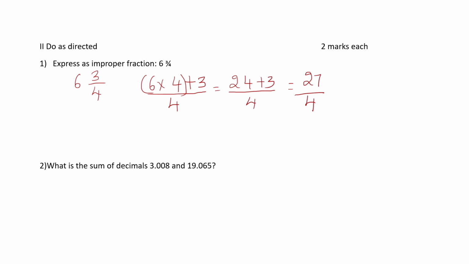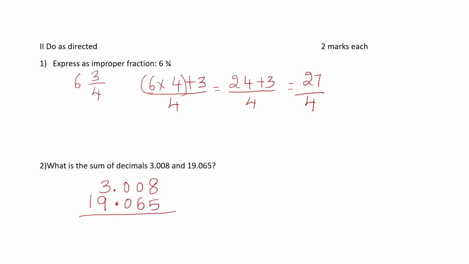Next question. What is the sum of decimals 3.008 and 19.065? Here in the first number, 3 is only the whole number. After 3 the decimal part starts, right? So here in the decimal places 008, and we need to add 19.065. 19 means 1 ten and 9 ones, and we have to place the decimal point, 065, right?